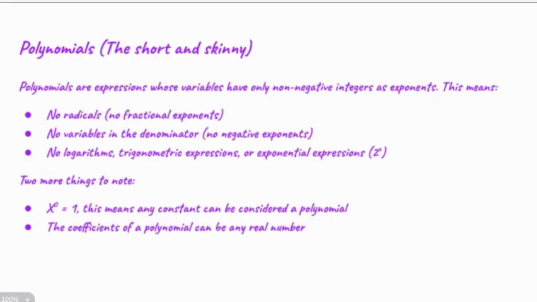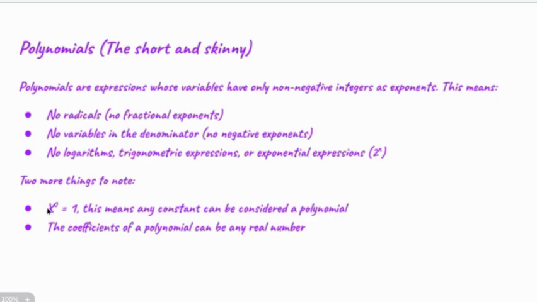So non-negative being 0, 1, 2, 3, 4, so forth and so on. This means no radicals. No radicals would be fractional exponents. No variables in the denominator. Variables in the denominator could always be written as negative exponents. No logarithms, no trigonometric expressions, no exponential expressions, no variables in the exponent itself.